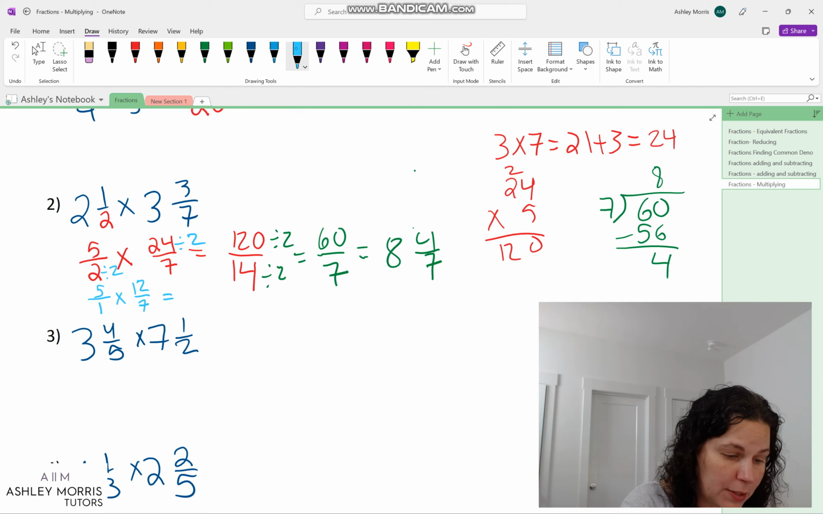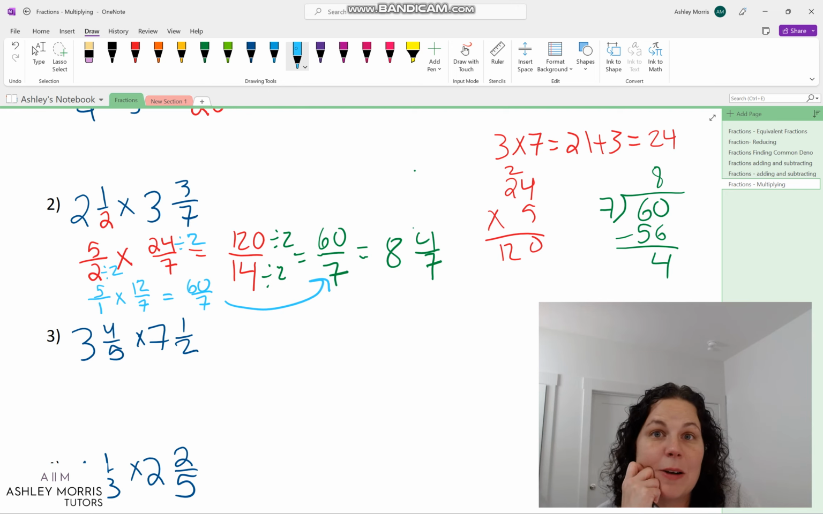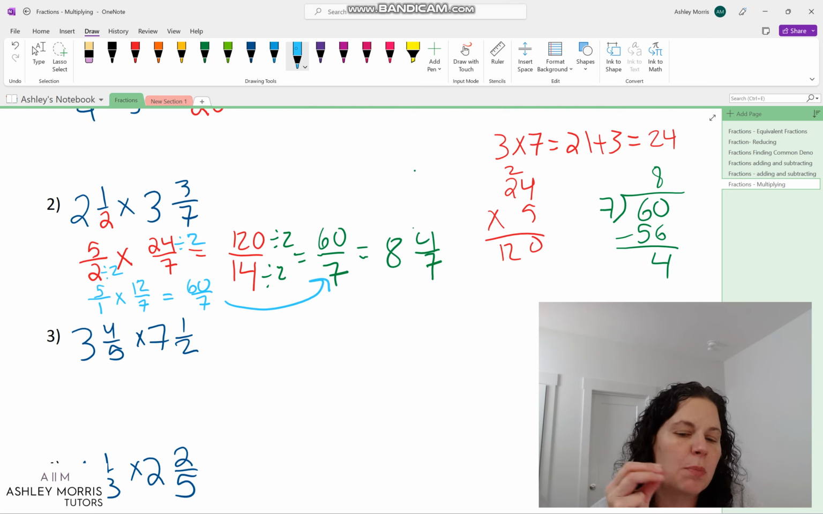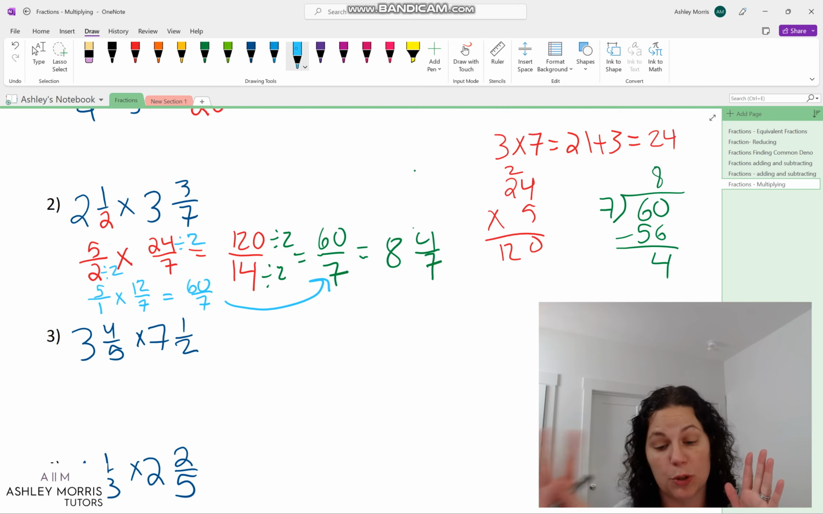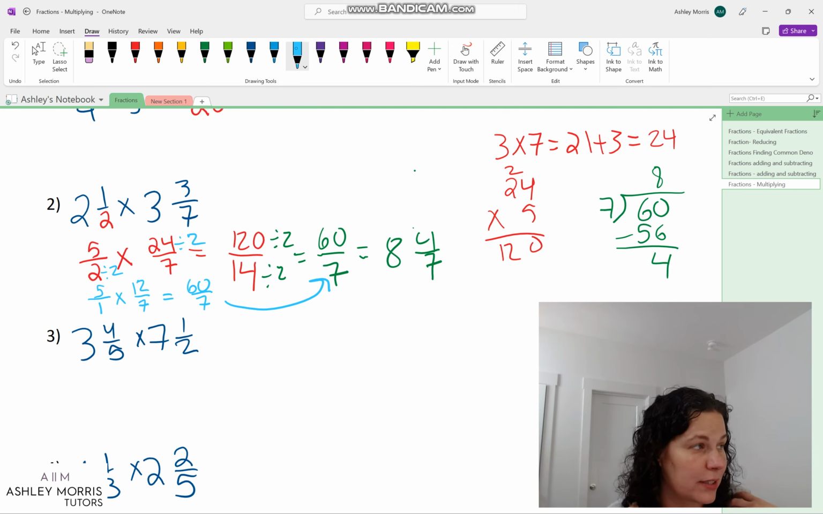And then you multiply the top, you multiply the bottom. And ta-da, we got the same thing. But our numbers were smaller. We didn't have to multiply big numbers. So you can do it either way you want. Multiply it and then reduce at the end. I like cross-canceling, so I'm going to try and do that if I see it in the problem.